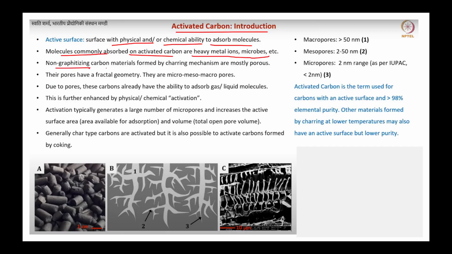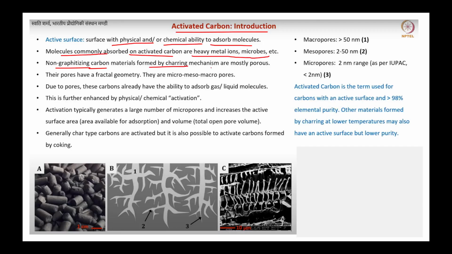Non-graphitizing carbon, as I have discussed in the previous lectures, I think the third or fourth, is carbon that cannot be converted into graphite even at a higher temperature. Even when exposed to higher temperature, it can't be converted. So that is called non-graphitizing carbon.